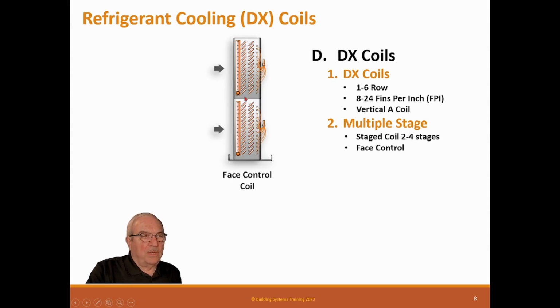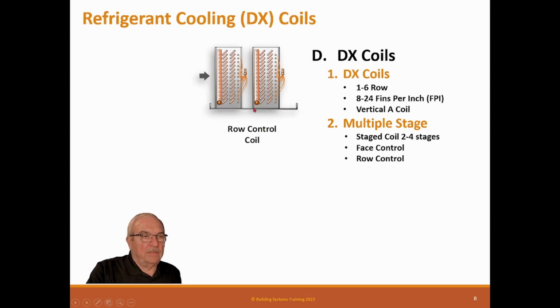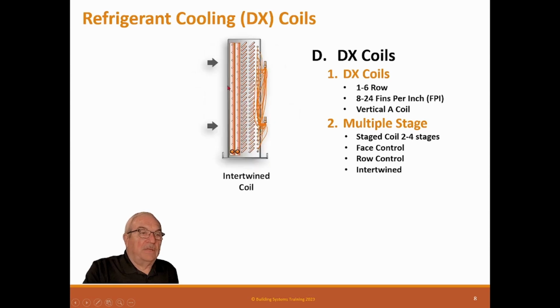So that is why we want them both wet if we can do that. Or we can have row control, which basically means we can turn on 6 rows and then turn on another 6 rows, and they're both independent, but this way we get a whole bunch of capacity. This is used if we have so much capacity that one coil won't do it. And then we can have intertwine.